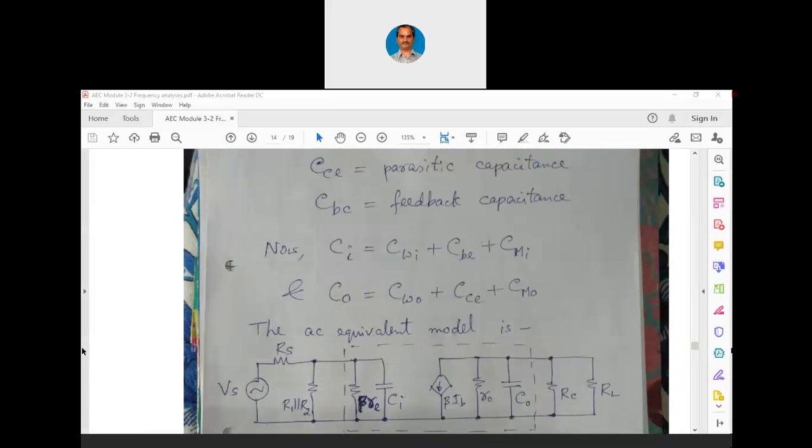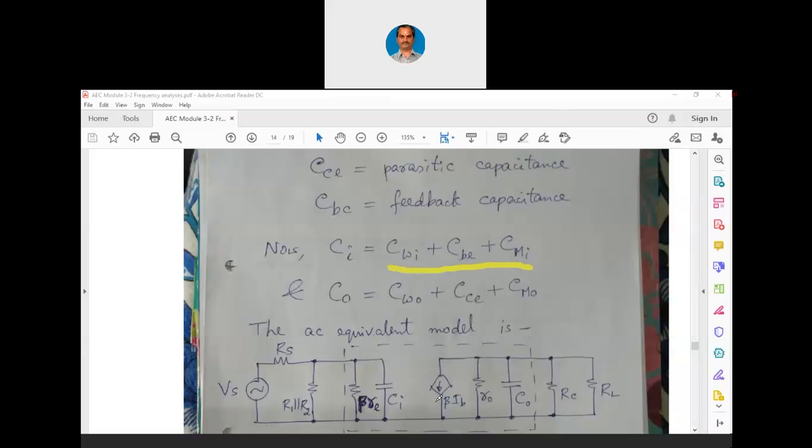Now you can see the AC equivalent model. We have the signal source, then we have the source resistance in series. Then for this voltage divider bias network, at the input we have R1 parallel with R2. Then for the transistor itself, we have this beta into Re. Now for the high frequency, we are adding this CI, input capacitance, which is nothing but CWI plus CBE plus CMI. Let me underline this, because you will have to remember this later on when we solve the exercise.